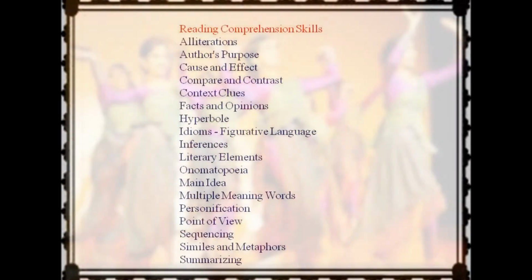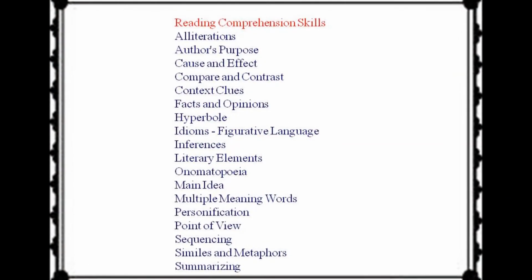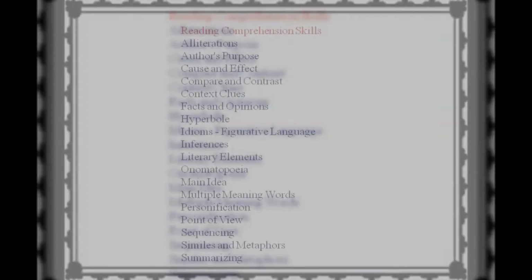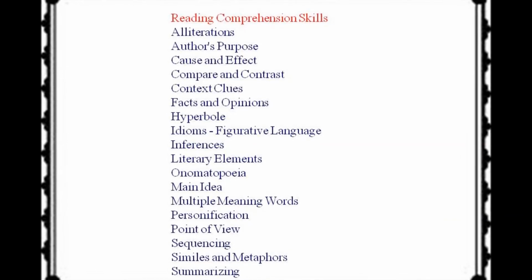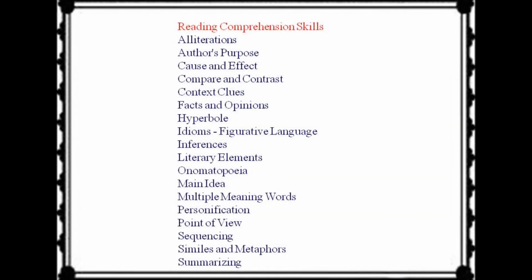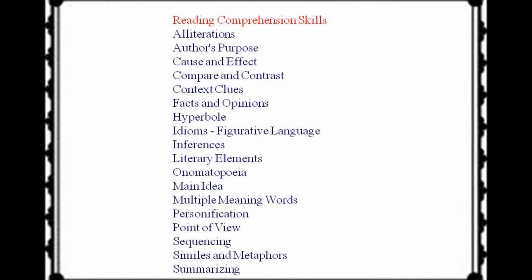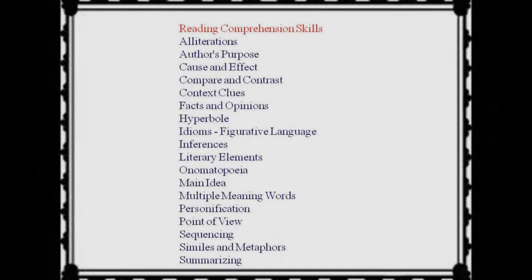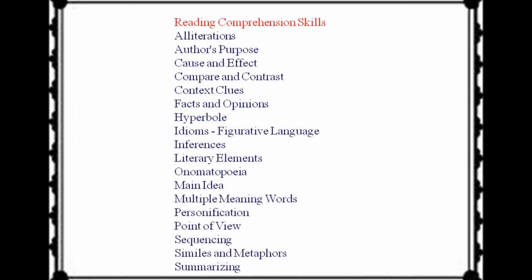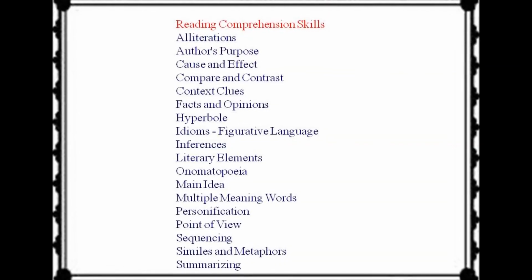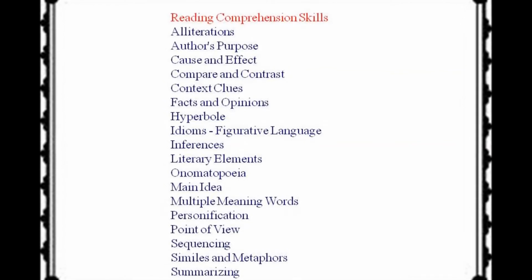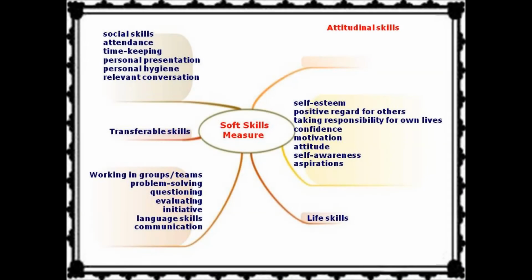We also read for comprehension. The reading comprehension skills are alliterations, author's purpose, cause and effect, compare and contrast, context clues, facts and opinions, hyperbole, idioms, figurative language, inferences, literary elements, onomatopoeia, main idea, multiple meaning words, personification, point of view, sequencing, similes and metaphors, and summarizing.